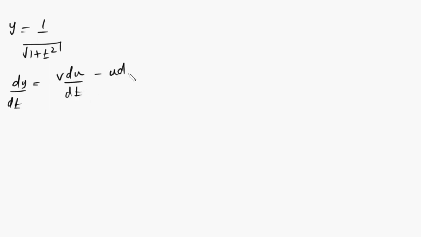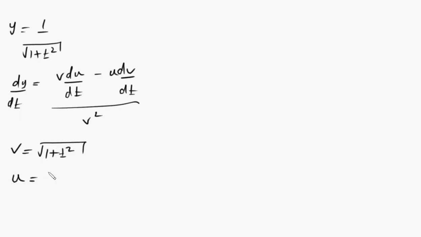So I had my y. My y was 1 over the square root of 1 plus t squared. So I said I'll find dy/dt by using the quotient rule, which is v du/dt minus u dv/dt over v squared. So my v was the square root of 1 plus t squared, and my u was just 1.